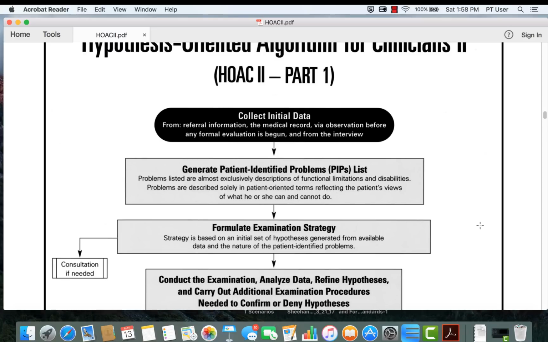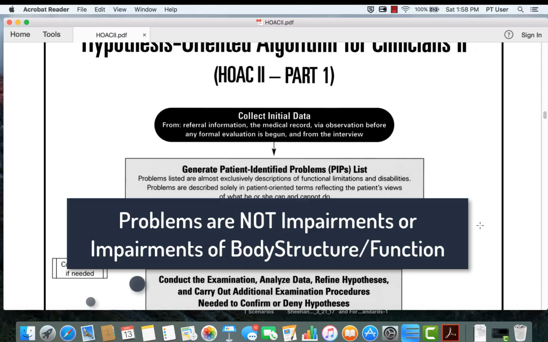I can't walk, I can't sit, I can't do my job, I can't go to school. Those are all examples of patient-identified problems that if a patient has an opportunity to tell you about it, they will. So problems are functional limitations and disabilities. Problems are not, I repeat, not impairments. And I'll give you a good example of this and talk about this example each and every year.